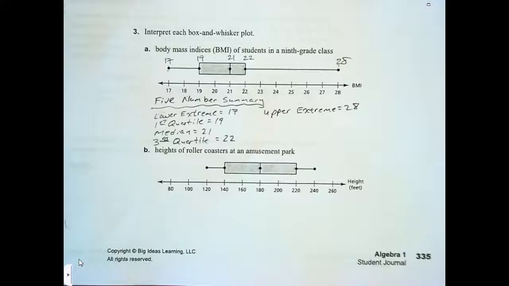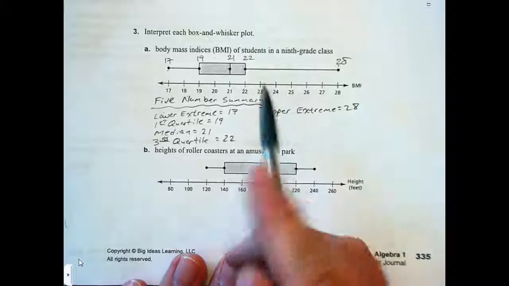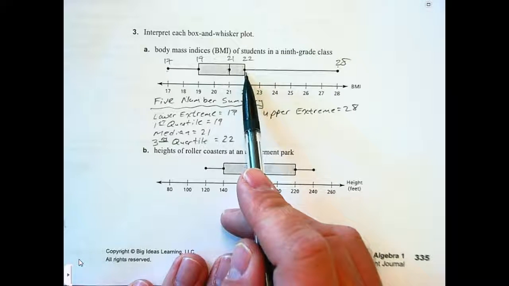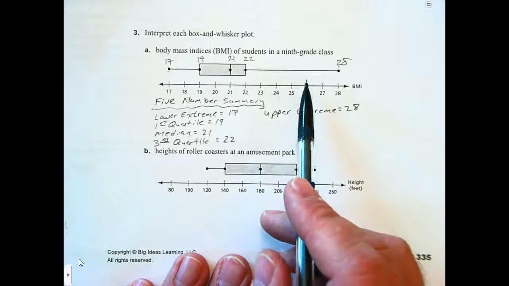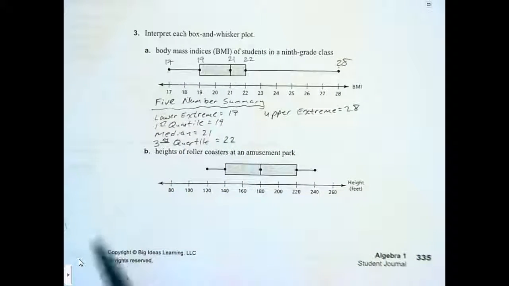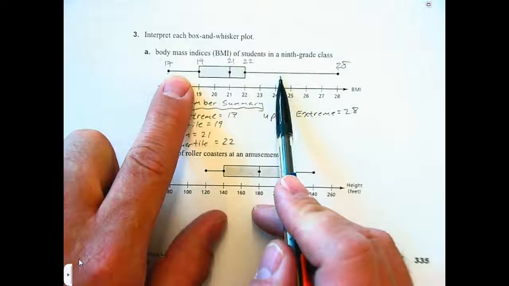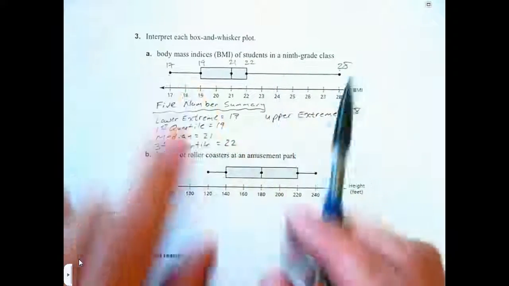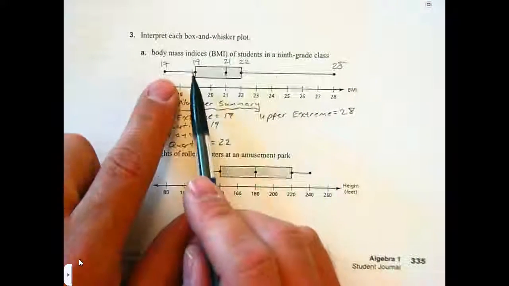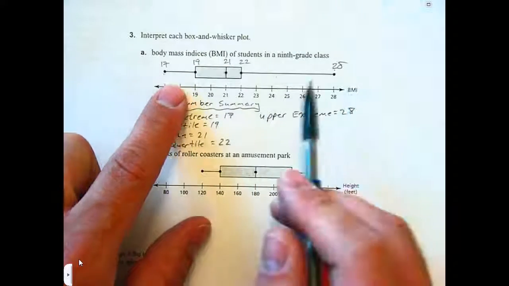Where's most of your data? In the whole last part. There's more data at the beginning of the graph and the end. Hey, let's make sure we've got this. Wait, no, there's not more data. It's just closer together. Good.